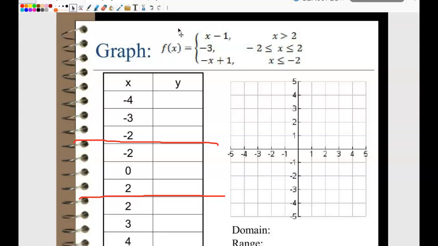Okay. Which equation, top, middle, bottom, goes with x values less than -2? Which equation am I going to use for the top part of my table? Nick? Excellent. So is that the top equation, the middle equation, or the bottom? Okay, the middle equation is actually going to be in the middle of my table.